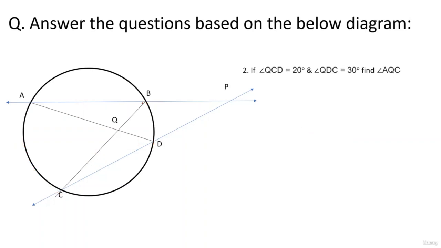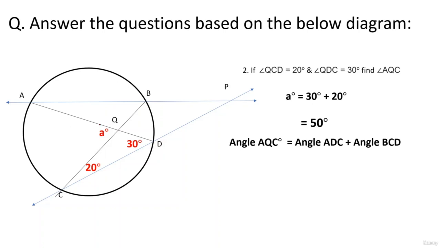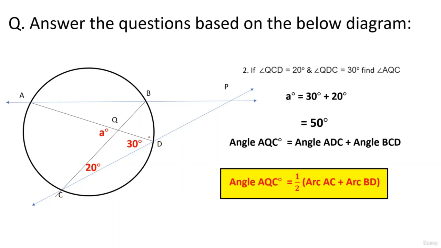Next question, guys. If angle QCD is 20 degrees and angle QDC is 30 degrees, find angle AQC. All right, same way, these two values have been given. Now, if you observe, guys, AQC is the exterior angle for triangle QCD, right? So A will be equal to 30 plus 20, or 50 degrees. As simple as that. But guys, if you observe, what did we just do? We wrote AQC is the same as angle QDC plus angle QCD, right? Or angle ADC plus angle BCD, right? ADC is nothing but half of arc AC, as we have seen before, and angle BCD is half of arc BD, right? So putting the values, you have the next formula. Angle AQC, this angle, will be half of this arc plus this arc, right?